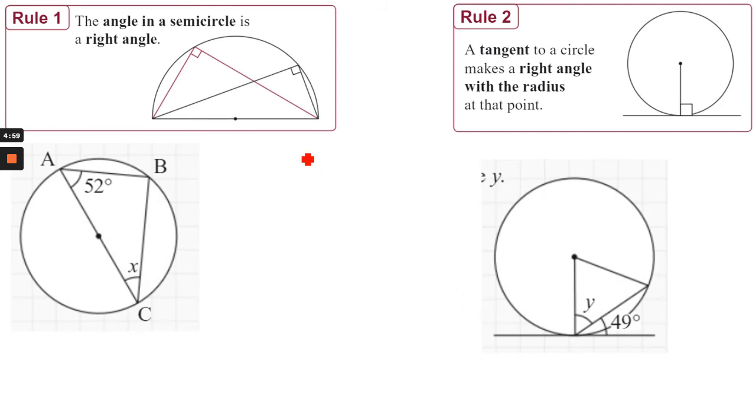So the first one that I'd like you to write down: the angle in a semicircle is a right angle.